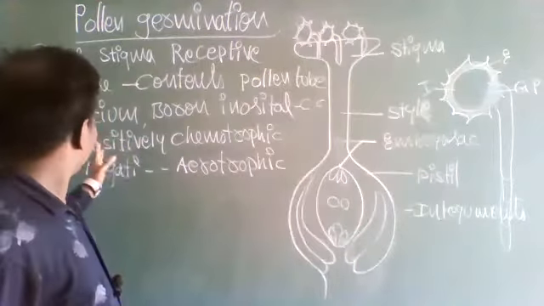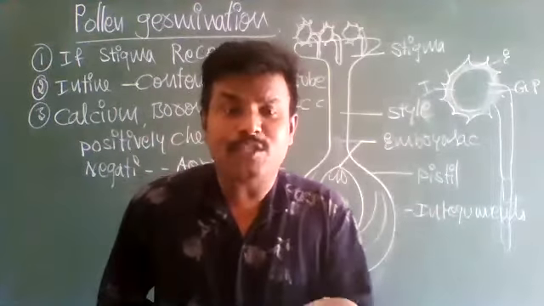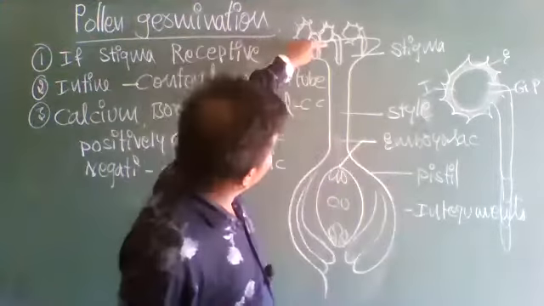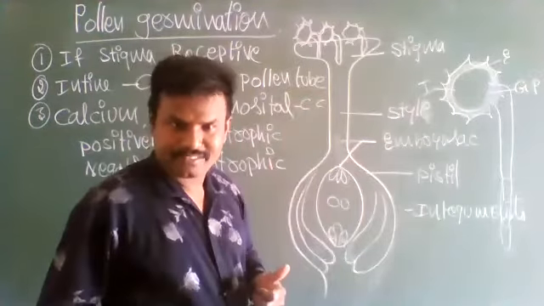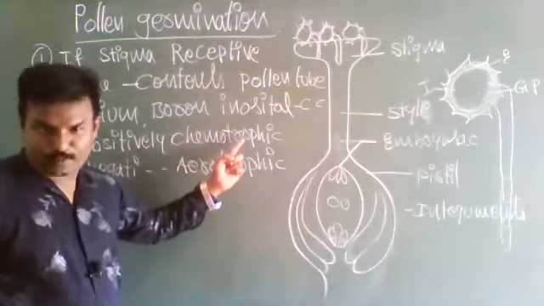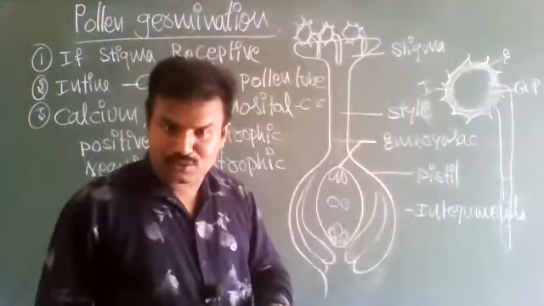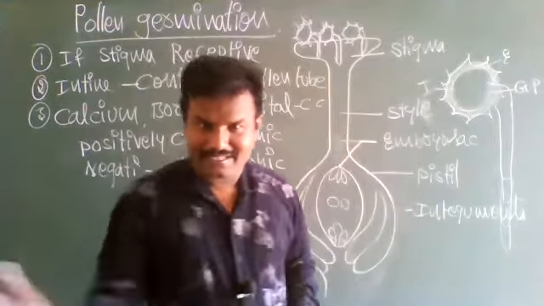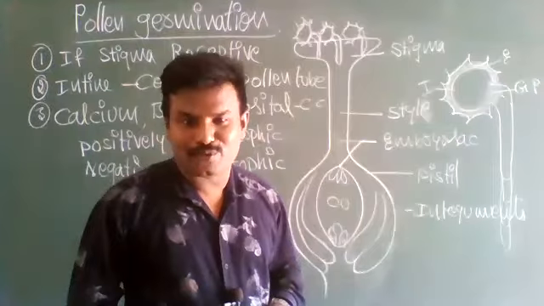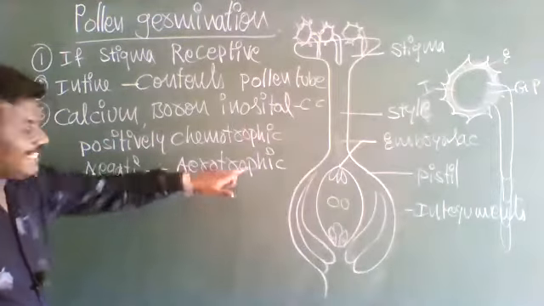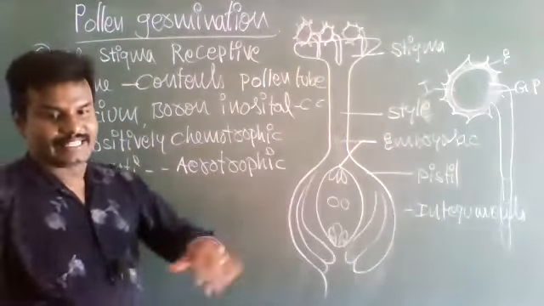aerotropic. See, positively chemotropic means what? Chemotropic, nothing but chemicals. Chemicals help the pollen tube in a positive manner. So the pollen tube gradually starts growing with the help of chemicals. That is why it is called positively chemotropic. Negatively aerotropic means what? The pollen tube grows away from the air. Air will move and blow like that, and against it the pollen tube grows. That's why it is called negatively aerotropic.